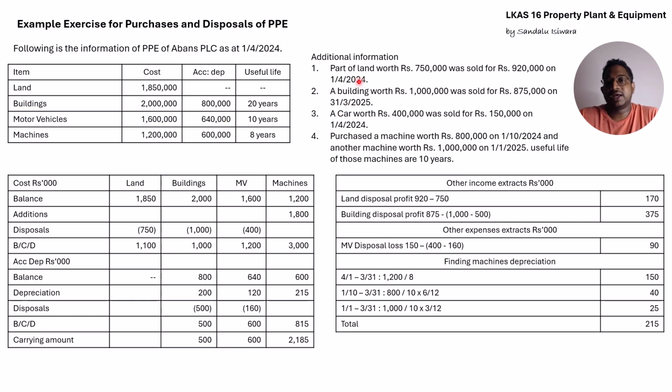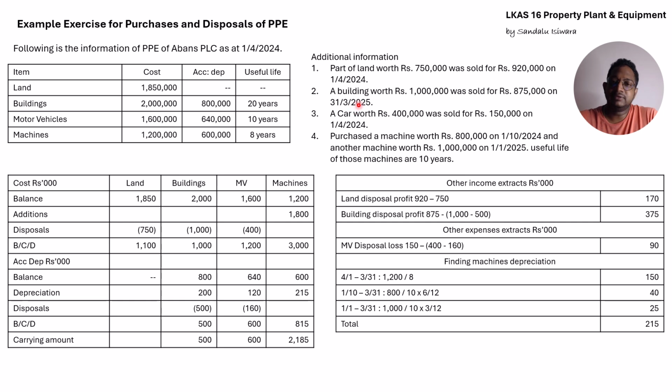First thing, part of land worth 750 was sold for 920. So 750 worth of land, that amount you should dispose here, and then you are disposing that for 920. So the difference of that you should consider as land disposal profit, because land is not depreciating. So just the cost of the land and the difference of the disposal value is your profit or loss, right?